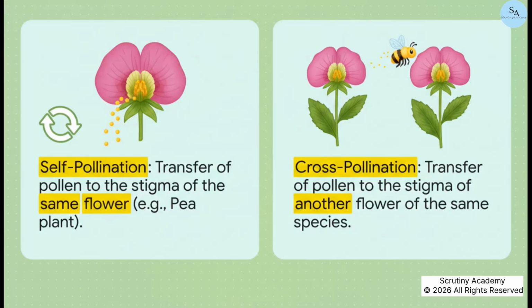Now, pollination can happen in two main ways. On one hand, you have self-pollination. This is when a flower pollinates itself, like in a pea plant. On the other hand, you have cross-pollination, where pollen travels from one flower to a totally different one, usually with some help from wind or insects. And this is a big deal because it mixes up the genes, which creates stronger, more adaptable plants.